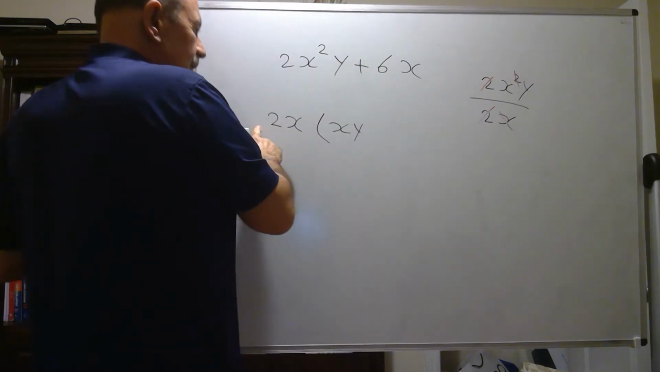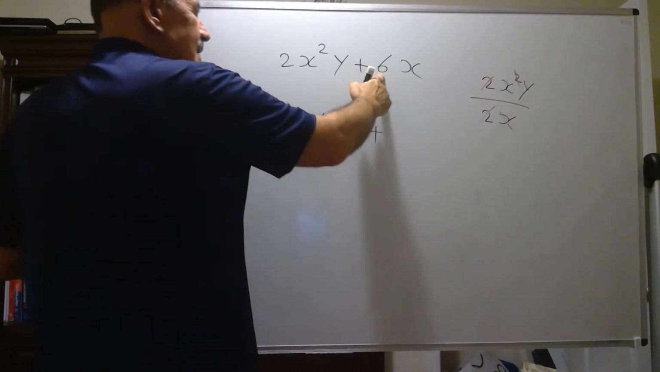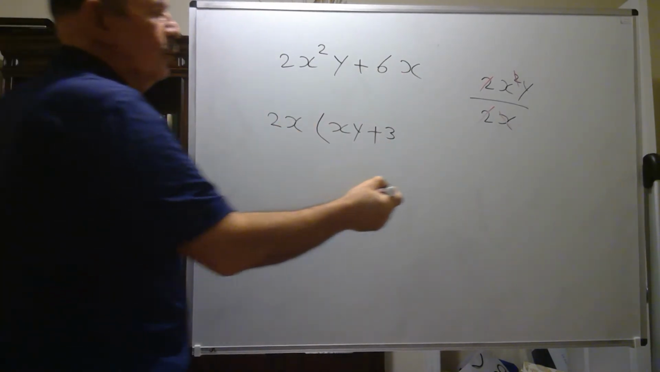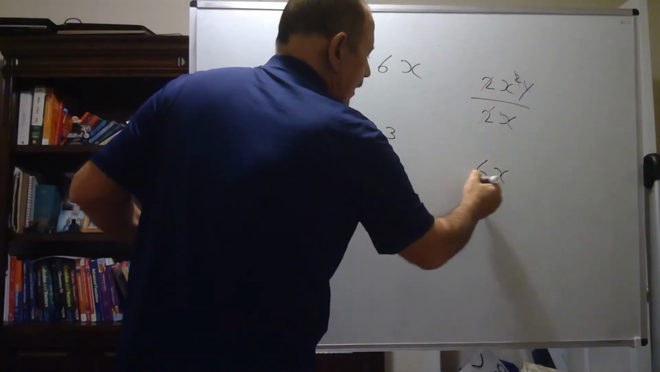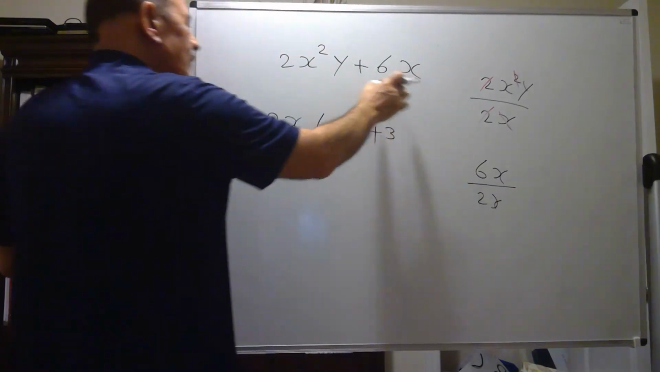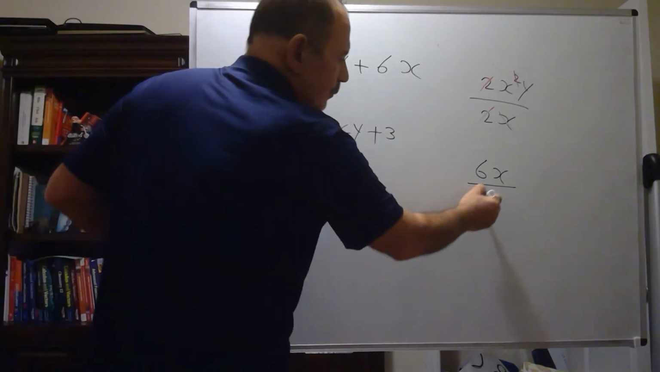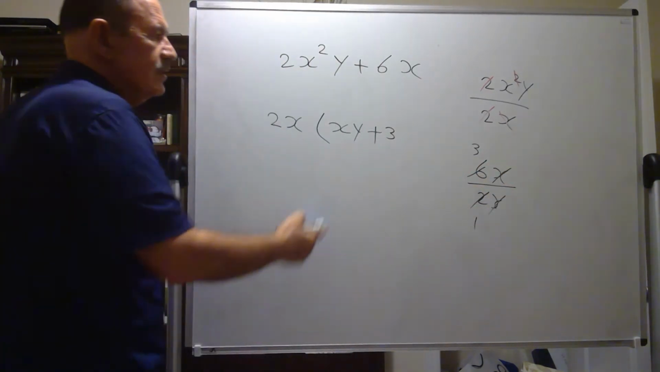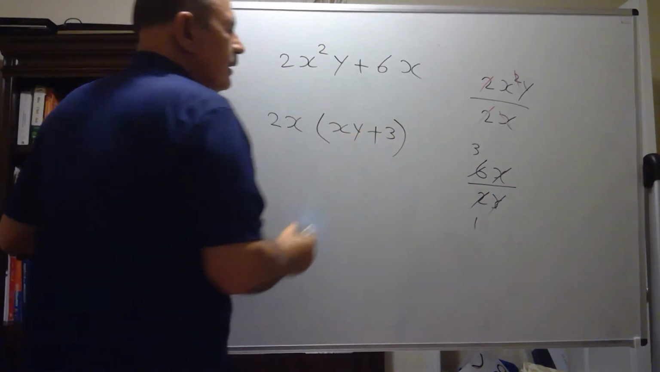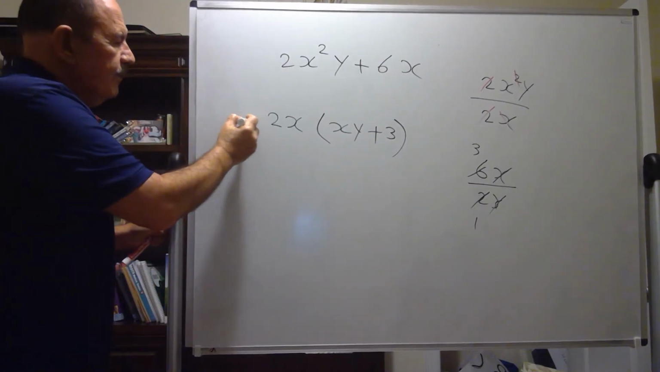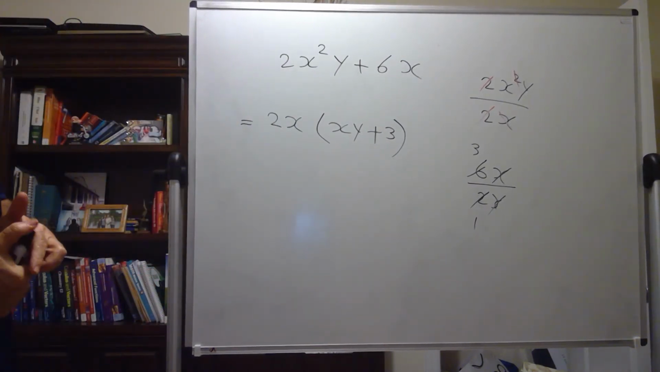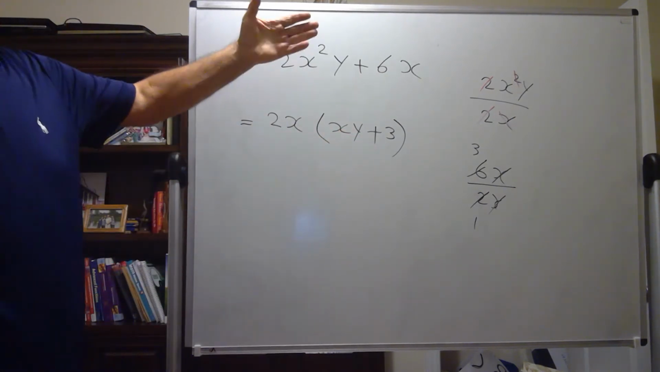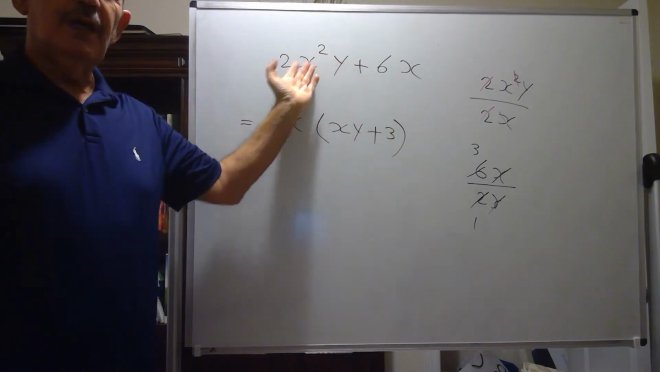And positive divided by positive is positive. 6 divided by 2 is 3. X divided by x is 1. Or 6x divided by 2x. We divide each of the terms by GCF. By 2 is 1, by 2 is 3, and this x cancel each other. The remaining part is 3. So this result, 2x multiplied by xy plus 3, is the factor format of this binomial expression.